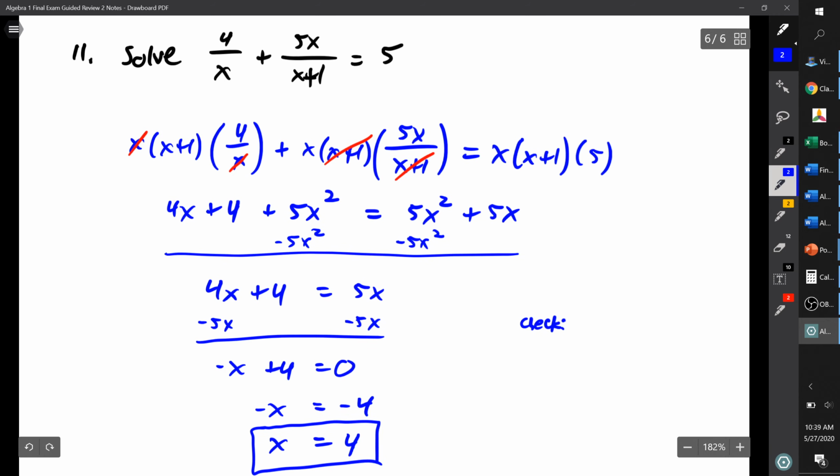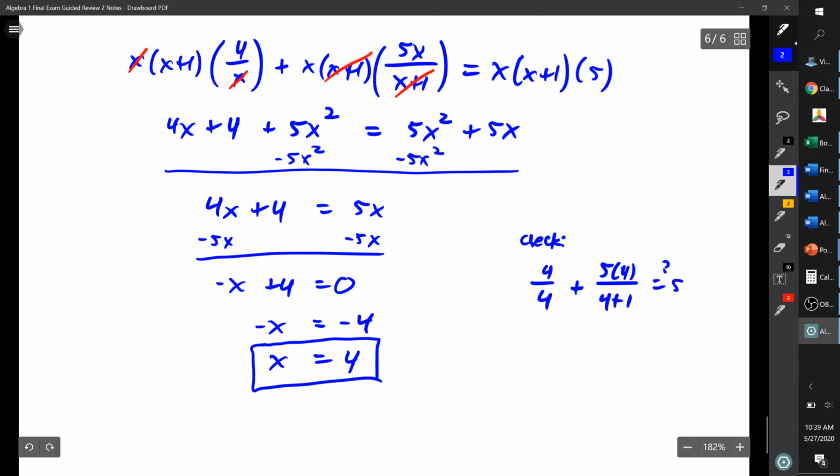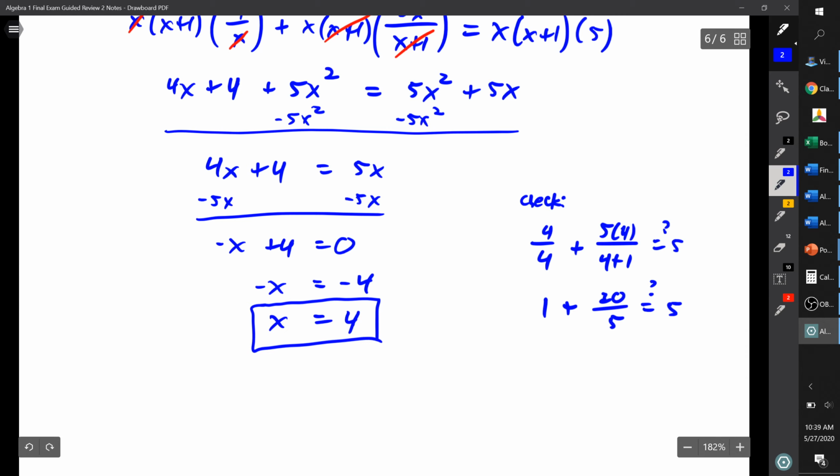It's one of the things that's so nice about algebra. You can always check your answers to see if you did it correctly. So this would give us 4 over 4 plus 5 times 4 over 4 plus 1. Does that equal 5? Well, 4 over 4 is 1, plus that's 20 over 5. Does that equal 5? And 20 over 5 is 4. So 1 plus 4, yep, that does equal 5. Nice, I got the right answer. That's not a square root, that's a check, as in check. This checks out. Good.